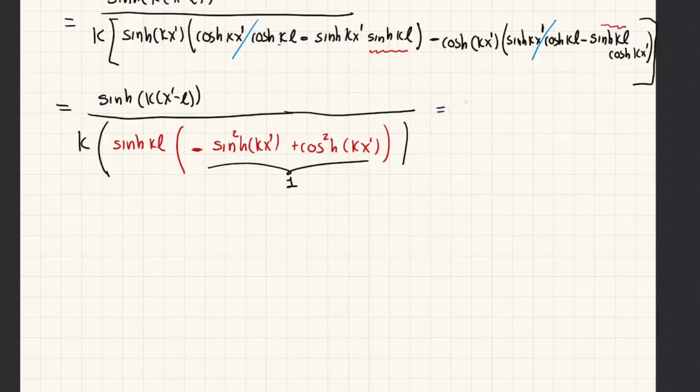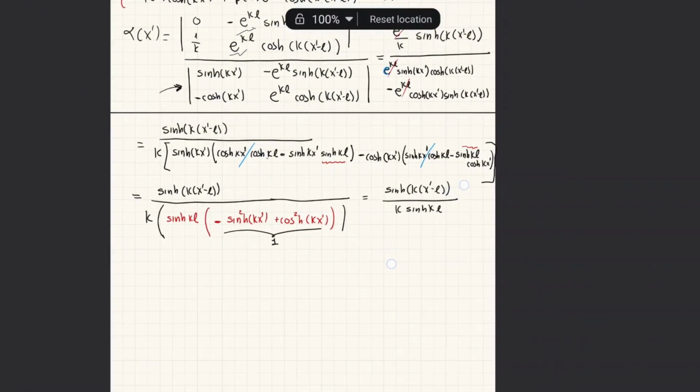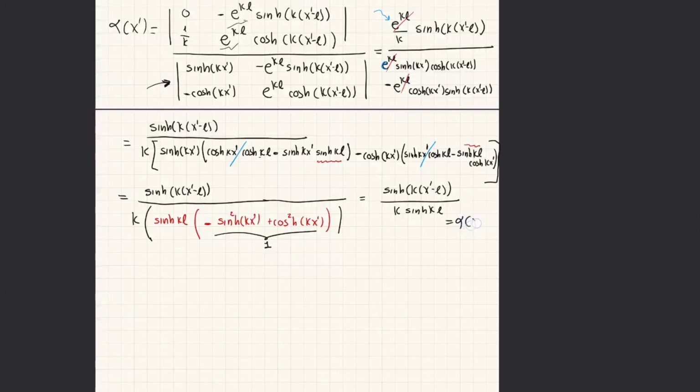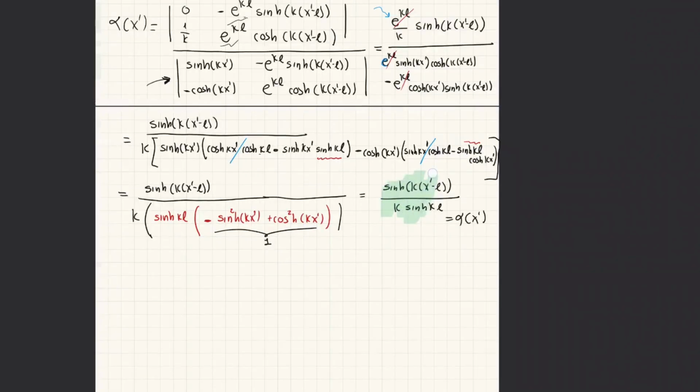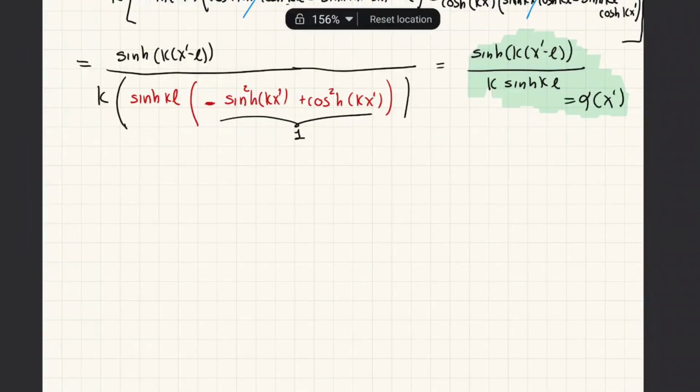And then this is equal to the hyperbolic sine of k times x prime minus l, divided by k times the hyperbolic sine of kl. And this is equal to alpha of x prime. Perfect. So with this, we have found the first part of the system of equations, the alpha part. So we need to find now what is beta of x prime.